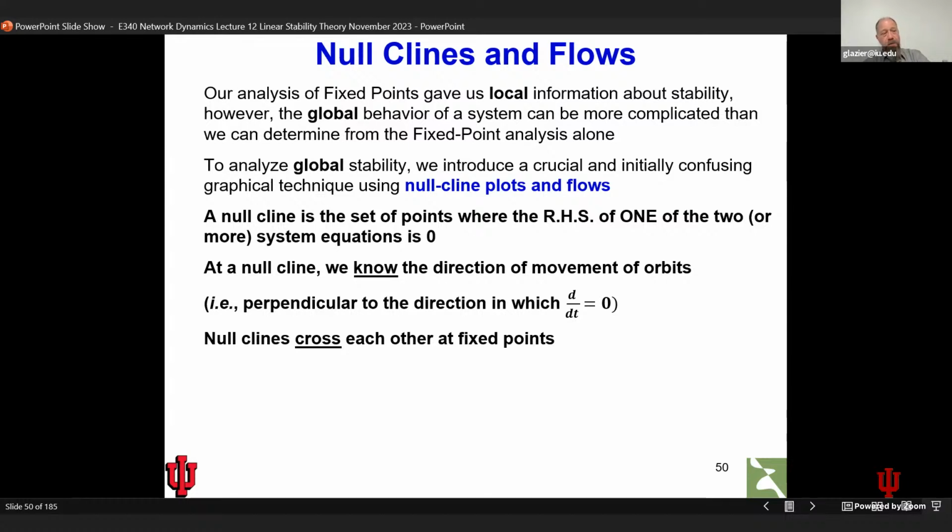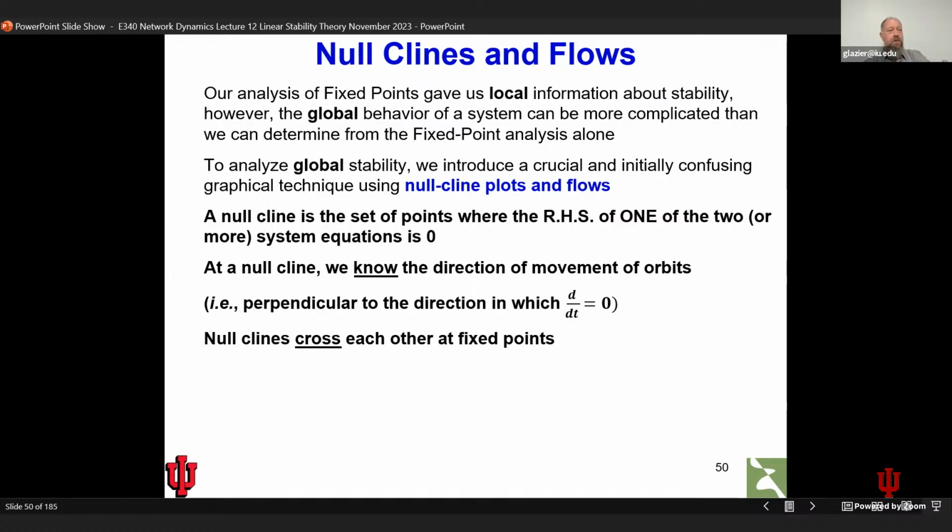In particular, if we have a two-dimensional or higher dimensional system, a fixed point is when all of our rate equations are 0. F1 is 0, F2 is 0, F3 is 0. The rate of change of x1 is 0, the rate of change of x2 is 0, the rate of change of x3 is 0. The null clines are the places where only one of those is 0.